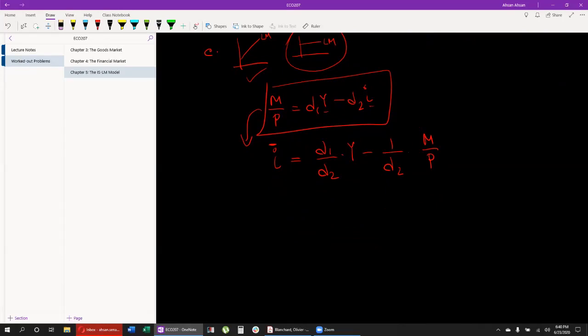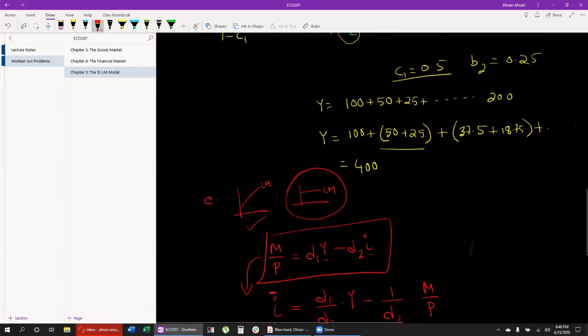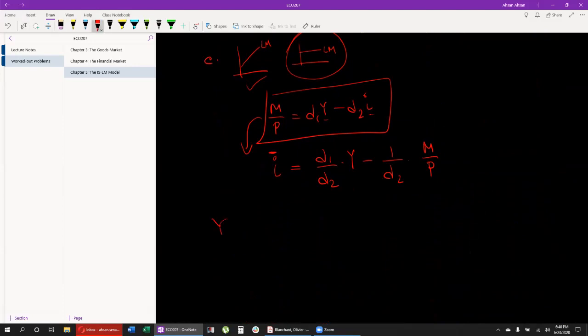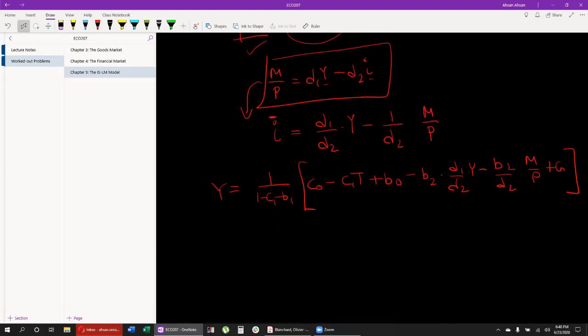And what we are going to do now is take this equation right here and plug in the value of I. If we do that, what we get is y equals 1 minus C1 minus B1 times C0 minus C1t plus B0, and here's where we plug in I. So we get B2 times D1 by D2 Y minus B2 by D2 times M by P, plus G. So this is just basic algebra. We're just plugging in different values.